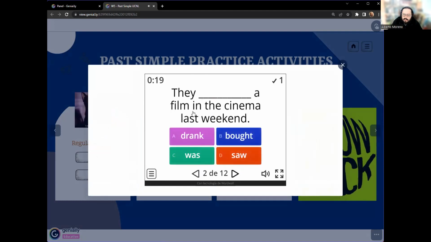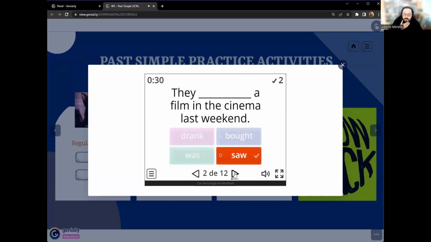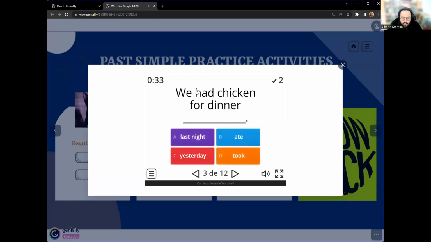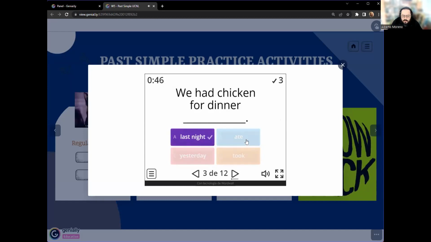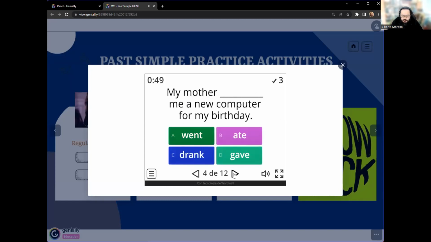Excellent. They saw a film in the cinema last weekend. Drank, bought, was, or saw? Letter D. Very good. Next. We had chicken for dinner last night. Took or ate? A, that's right. My mother gave me a new computer for my birthday. Letter D, gave me.